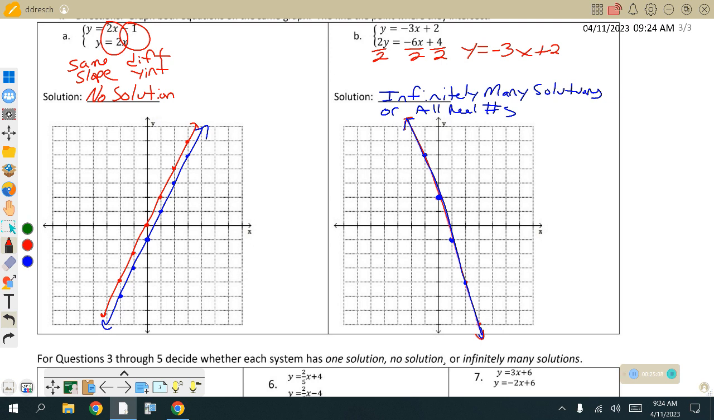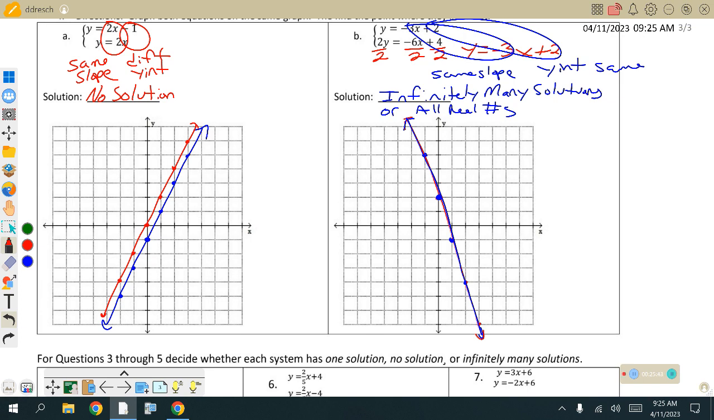Now, again, shortcuts. We're all about shortcuts there. What was the distinguishing factor from this one to that last one? Slopes are the same, but that didn't give me a no solution. What was the distinguishing factor there? Same slope, but what finishes it off? The y-intercepts are the same, okay? You have to look at both pieces, not just the slope. You gotta also look at the y-intercept.